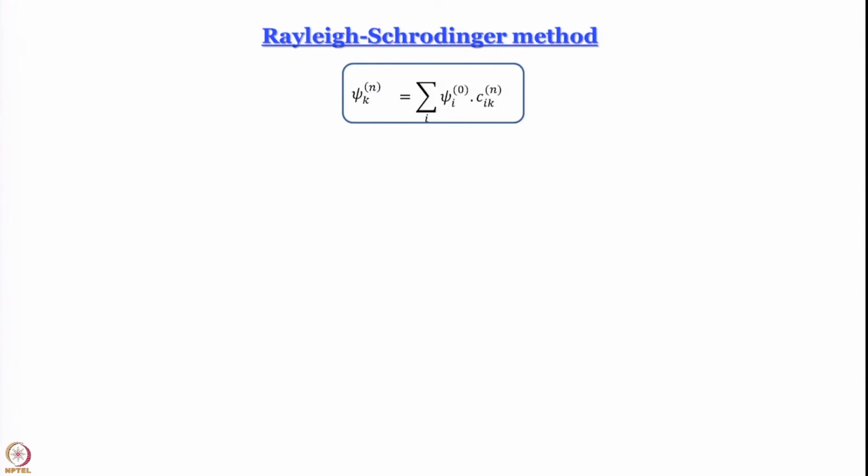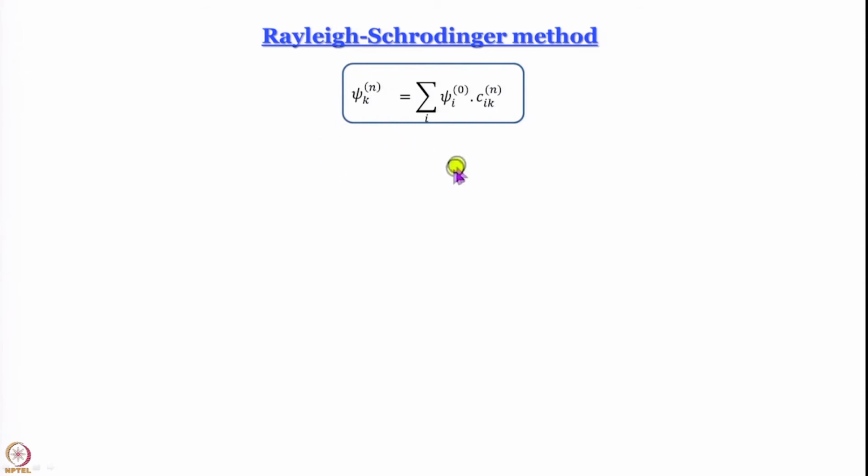The Rayleigh-Schrodinger method starts from this expression which we had introduced in one of the earlier modules: psi k nth is equal to the sum over i of psi i zeroth times C i k nth. Well, this is just a coefficient. What is the meaning of C i k? It is the contribution of the ith unperturbed wave function in the kth perturbed wave function.